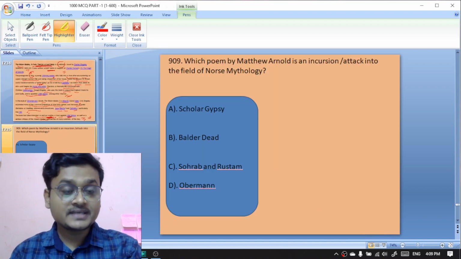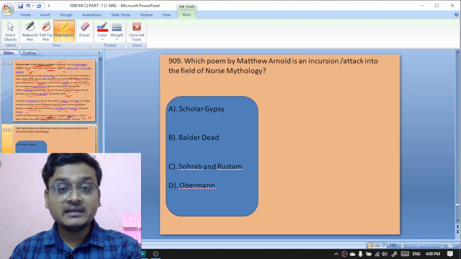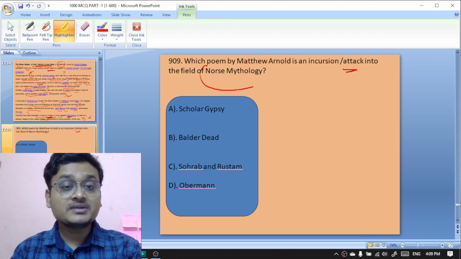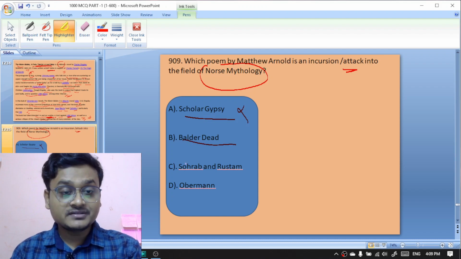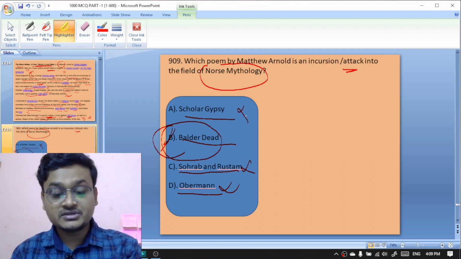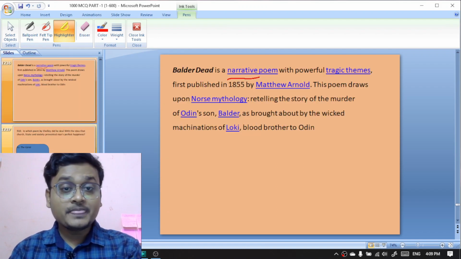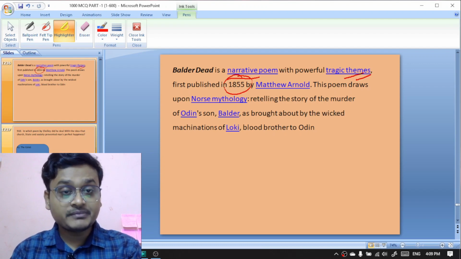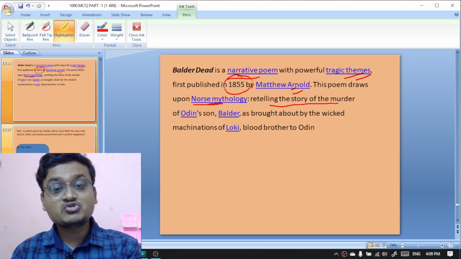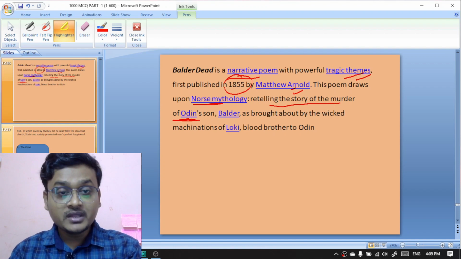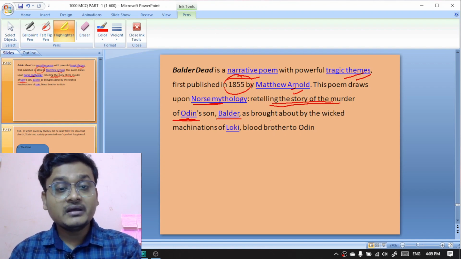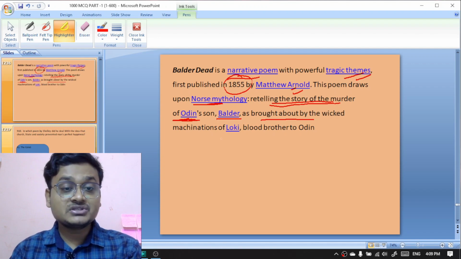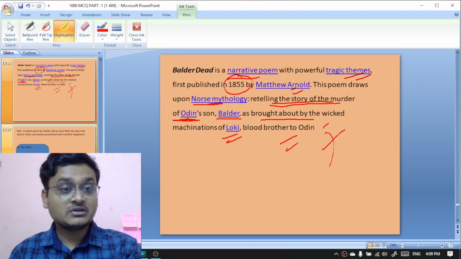Okay. Next question. Which poem by Matthew Arnold is an incursion into the field of Norse mythology? Balder Dead, Sohrab and Rustum, or Obermann. So it is Balder Dead, a narrative poem with powerful tragic themes, first published 1855 by Matthew Arnold. The poem draws upon Norse mythology, retelling the story of the murder of Odin's son Balder, brought about by the wicked machinations of Loki, blood brother to Odin. So this is Balder, Norse mythology, Balder Dead.